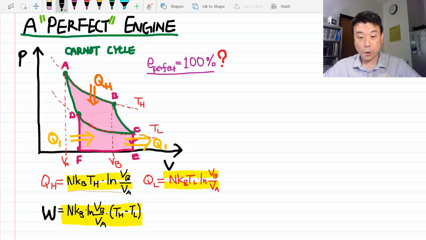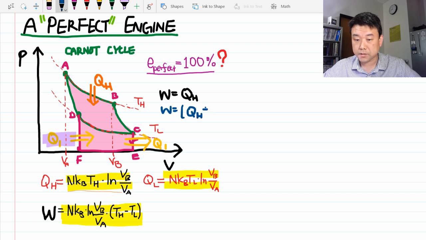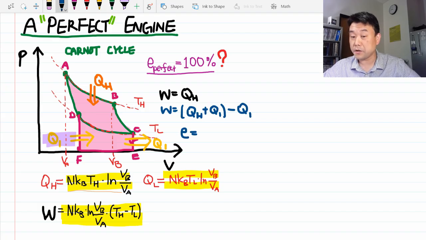Now, if you are thinking, oh, work done is QH, so it's not 100% efficient, that's not quite right. Because with this modification, in addition to the QH, this amount of Q1 is also an input heat. So it's more like work done is QH plus Q1 minus Q1. And the efficiency actually is the work done, QH, divided by a different denominator, QH plus Q1.